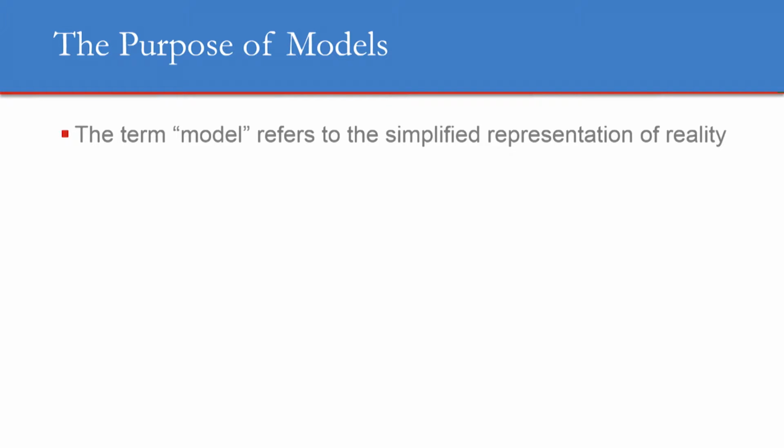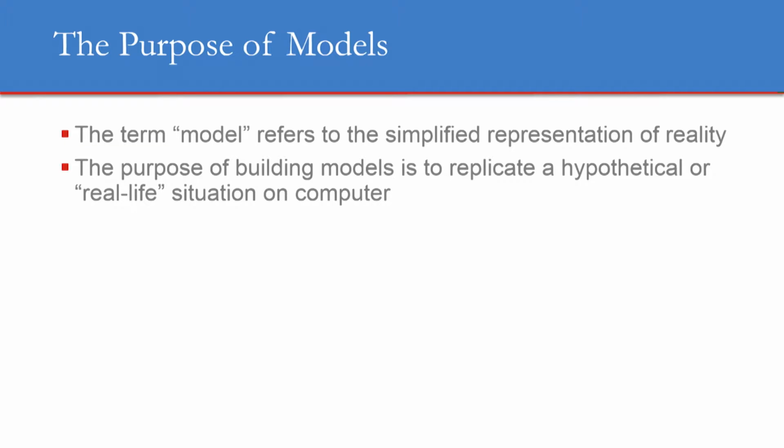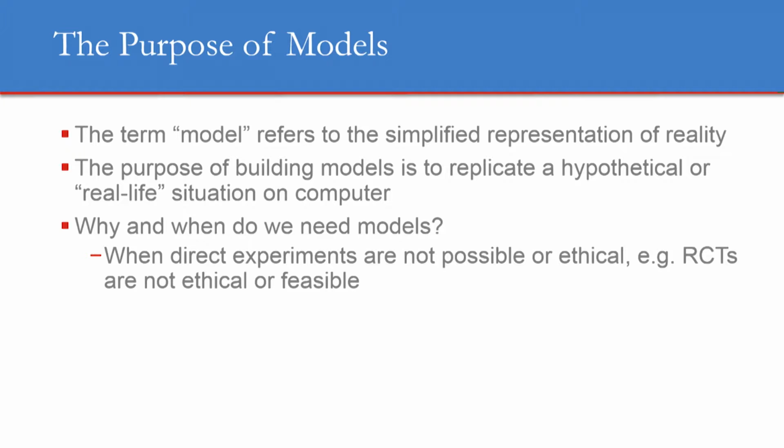So, what is a model? The term model refers to a simplified representation of reality. We use them to replicate scenarios on a computer, either hypothetical or real-life scenarios. And when do we need them? Well, in cases where experiments may not be feasible, such as when they may be unethical, too costly, or just too difficult to carry out. For example, we cannot determine the efficacy of a parachute by undertaking a randomized controlled trial by making people jump from airplanes with and without parachutes. That would be very unethical.